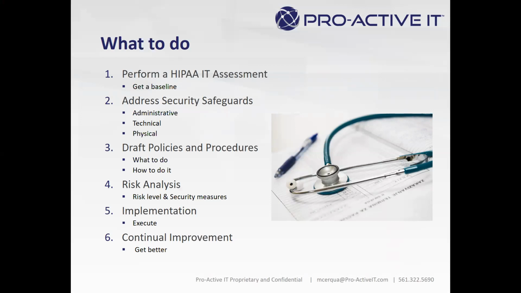Step 4, risk analysis. Determine your risk level. Put in security measures. The implementation is very important, but the testing of that implementation and the continual improvement of that implementation is even more important. So each one of these 6 steps is going to represent a different webinar. We're going to have webinars specifically on the administrative, technical, and physical safeguards, the policies and procedures, the risk analysis, the implementation, and how to test. So today is a summary of all this, and over the next 7 weeks, we will have a webinar that will touch on each one of these.